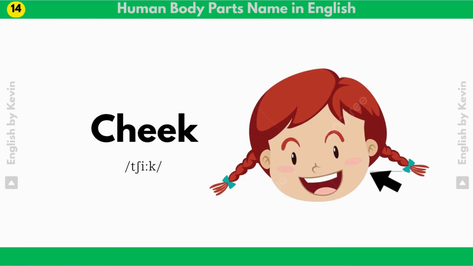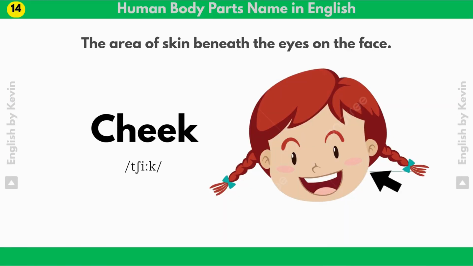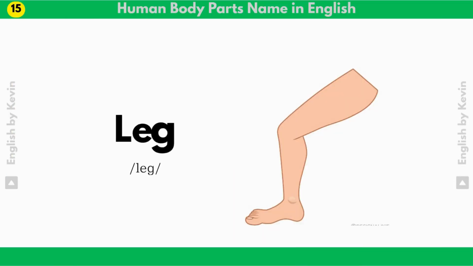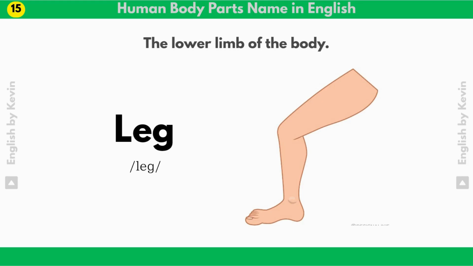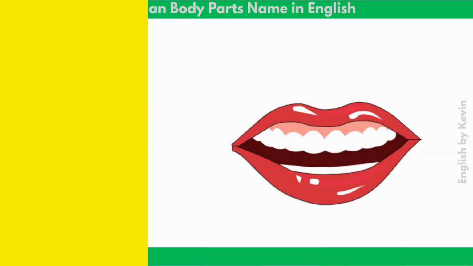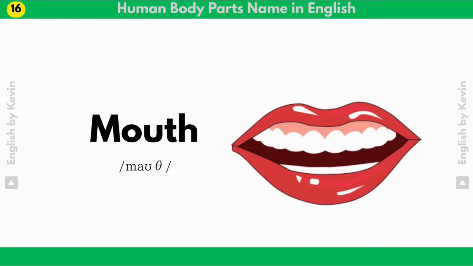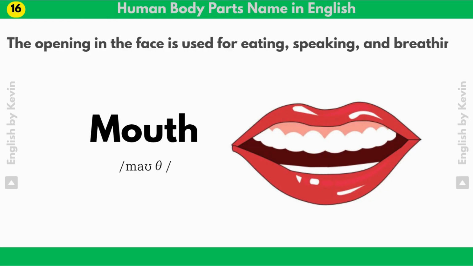Cheek. The area of skin beneath the eyes on the face. Leg. The lower limb of the body. Mouth. The opening in the face is used for eating, speaking, and breathing.